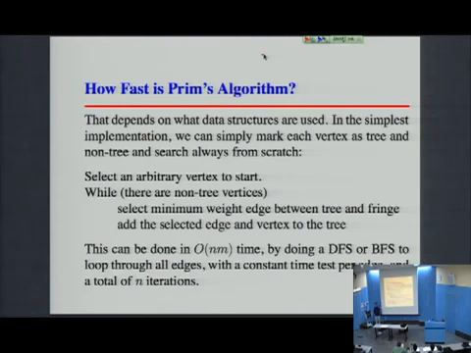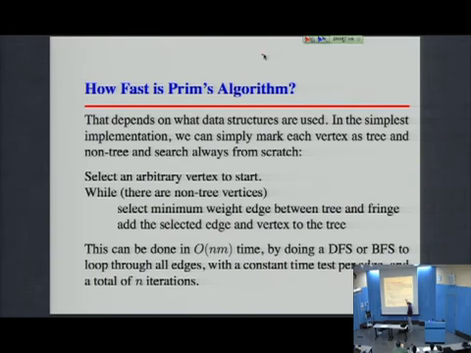How many people see that? How many people don't see that or have a question? I don't understand where this running time comes from. Any questions? Okay. If that's true, then I'm going to tell you that there is actually a faster implementation. To do this faster, we're going to have to do a faster job identifying what the minimum weight edge is between the tree and the fringe. Does everybody kind of see that?